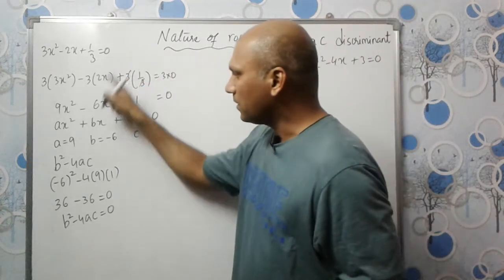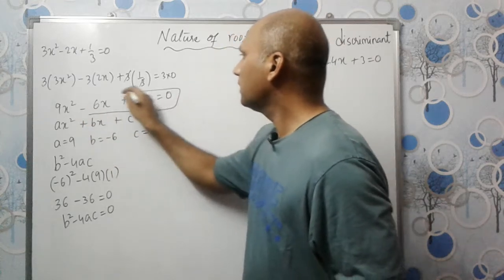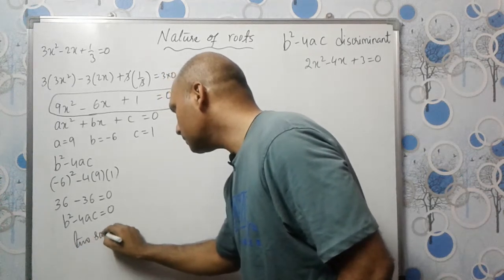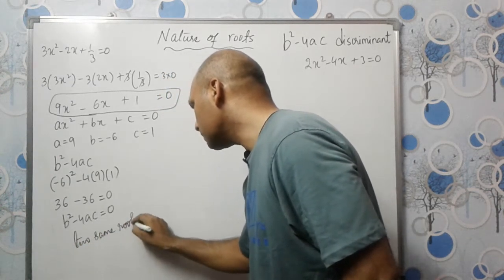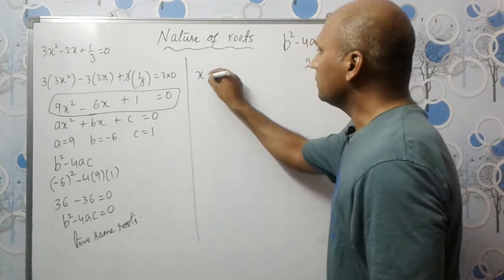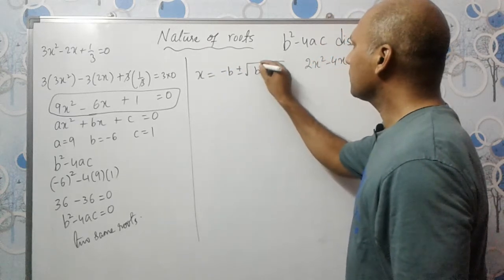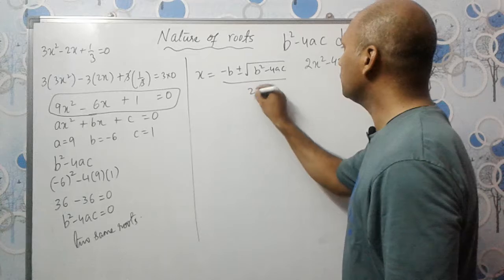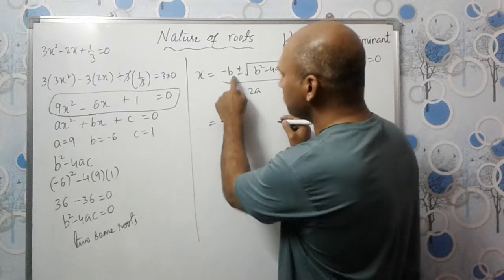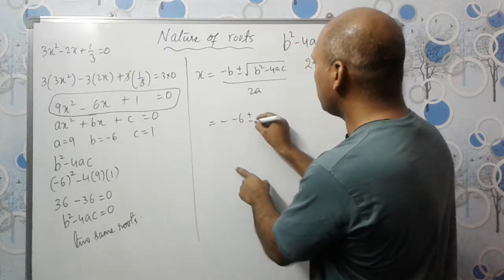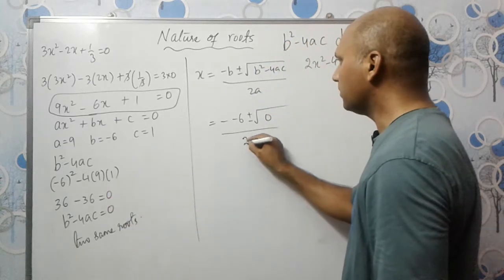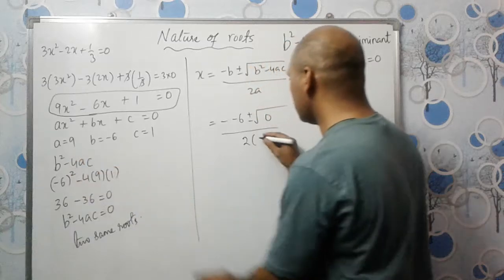So this equation will have two same roots, right? Two same roots. Let us find those roots using quadratic formula. Minus b plus minus root b square minus 4ac by 2a. This is quadratic formula, right? Let us substitute the values. Minus b is minus 6 plus minus root, I need not find this again because this is equal to 0, divided by 2 into a is equal to how much? 9.